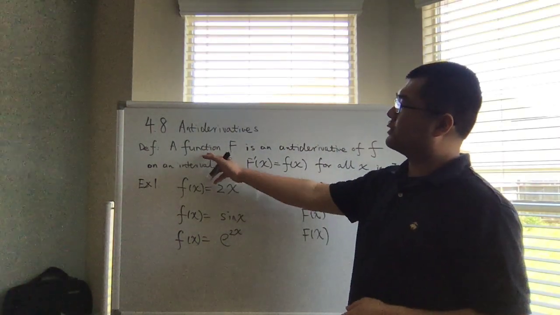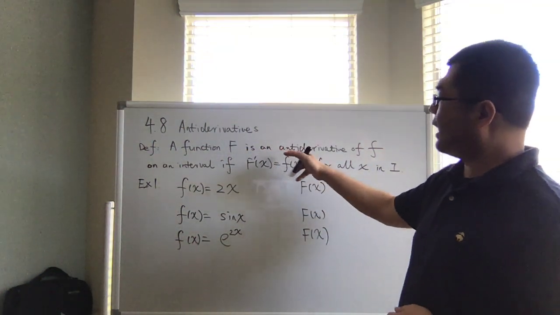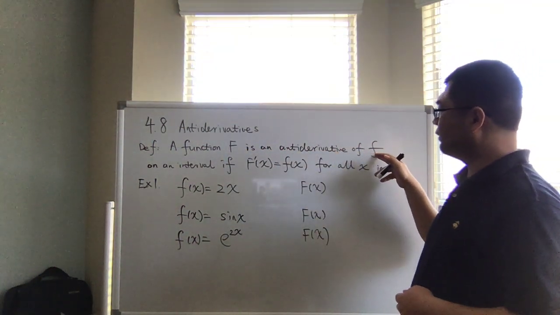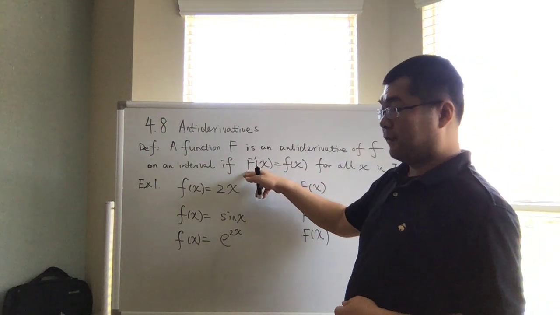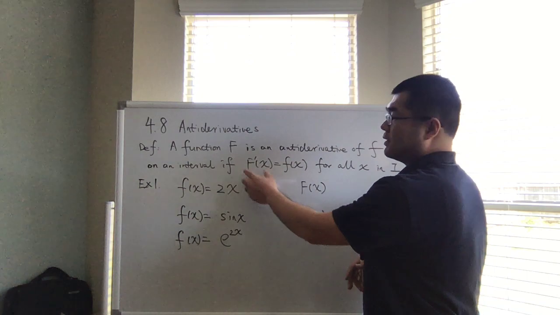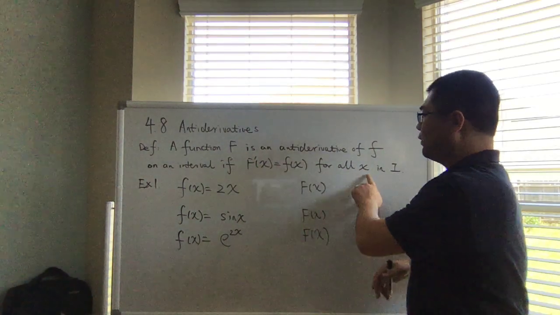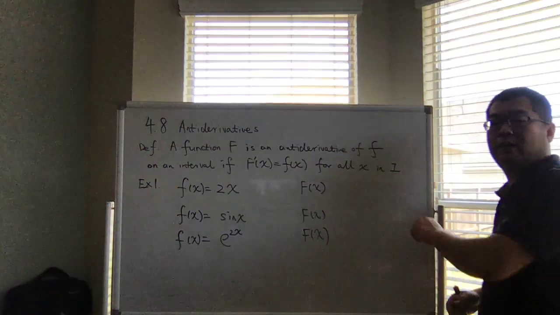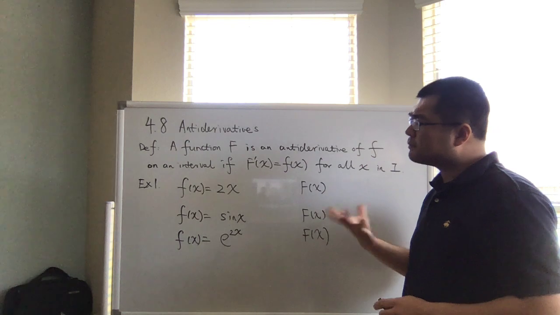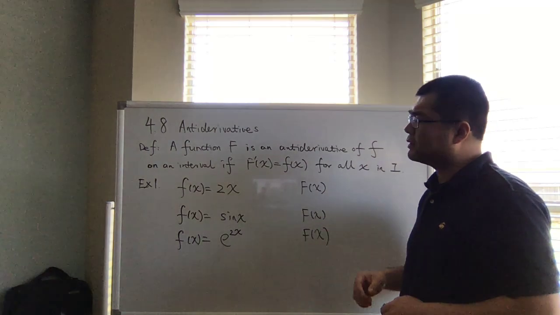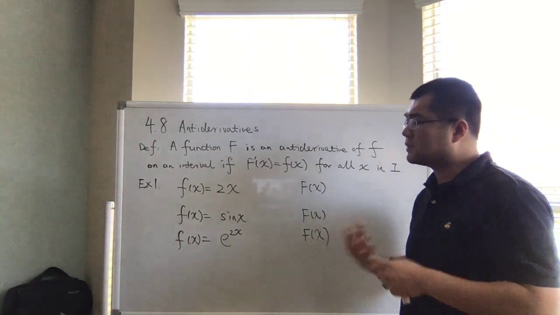We have a function capital F. This capital F is called an antiderivative of small f on an interval if we take the derivative of capital F, that gives us a small f, for all x in this interval. All right, so that's the definition, but now let's look at some examples and let's think about it.